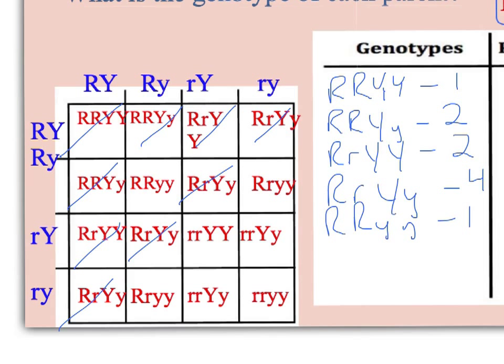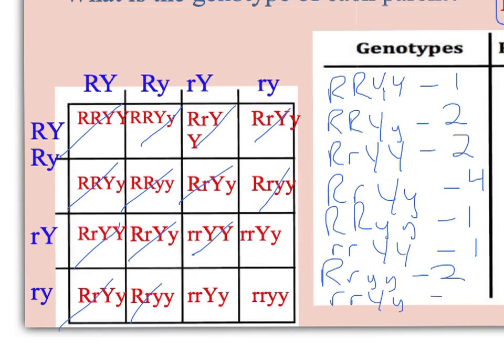It looks like I have one. Let's see, then I've got little r, big Y, big Y. That's this box here, and it looks like I have one. Then big R, little y, little y. I've got two of that. And I've got my little r, big Y, little y. I've got two of that. And my last one, little r, little y, and I have one of that.